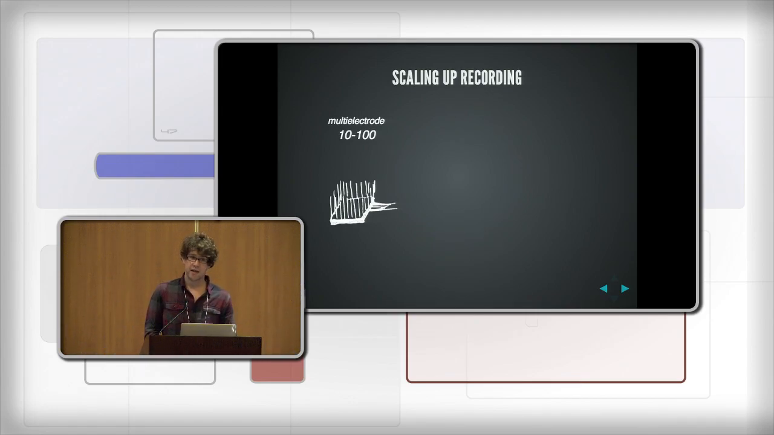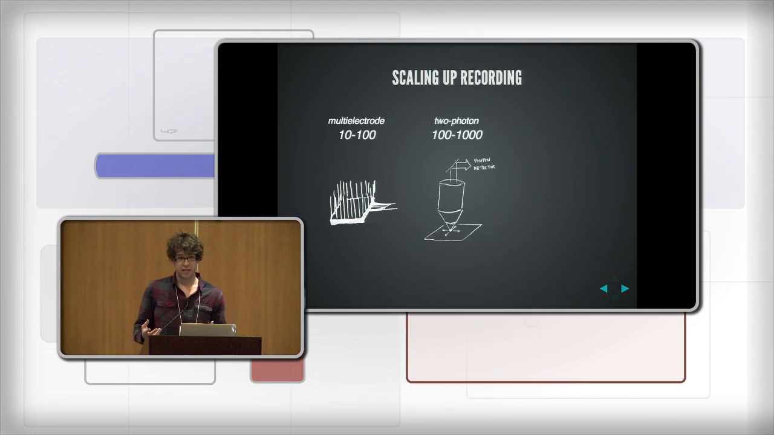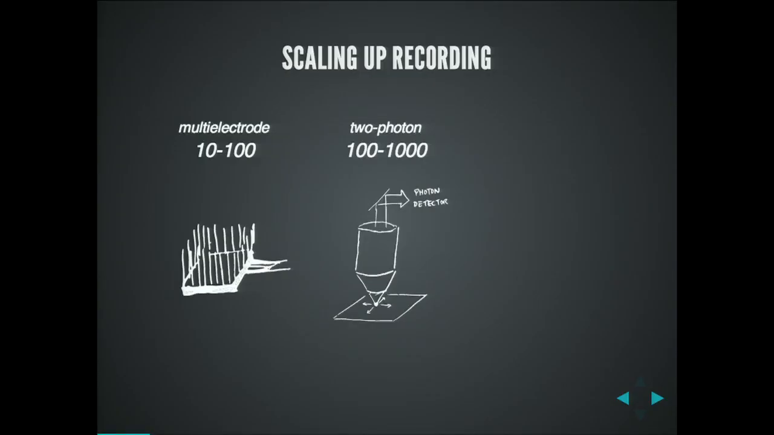A big advance came from the idea of using not electrical activity to record neurons, but instead using light. So the idea here is that we genetically encode or engineer animals so that their neurons light up when they're active, and then using a combination of lasers and optics, we can produce images that visualize the activity of neurons over very large fields of view. With one particular method called two-photon imaging, we can get up to 100, in some cases 1,000 neurons simultaneously. So that's a lot, but it's still not quite there.